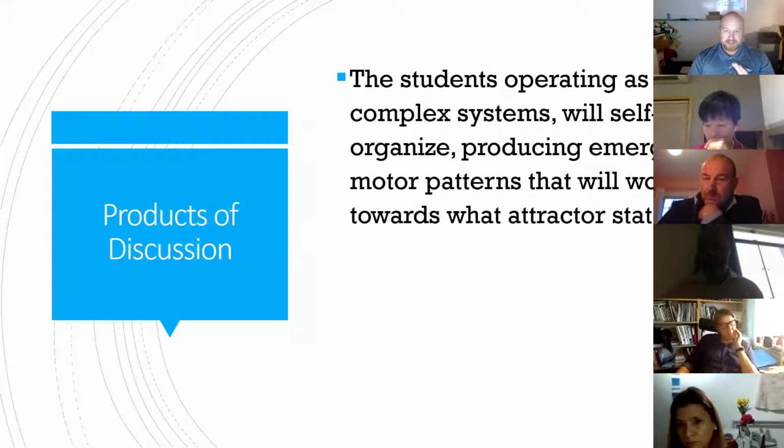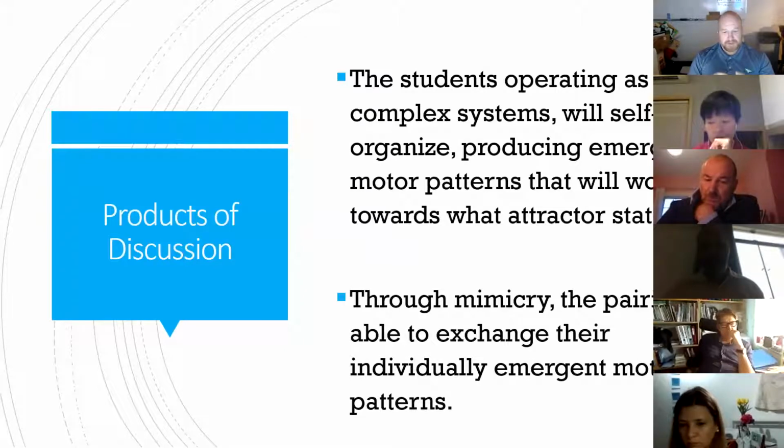That doesn't necessarily mean that they are always going to be efficient, but it does mean that they are going to have something within that ecological niche that's going to make them stick within that attractor well. And so if we look at it this way, students are automatically going to be producing these emergent motor patterns. And if we look at mimicry or an exchange between students, if they are exchanging these individually developed motor patterns, and if they can mimic those exchanged motor patterns, then we could see this is the beginning of possibly a discussion.